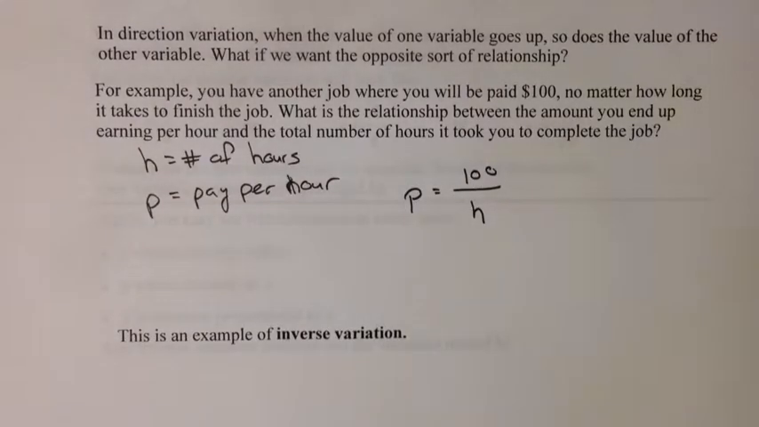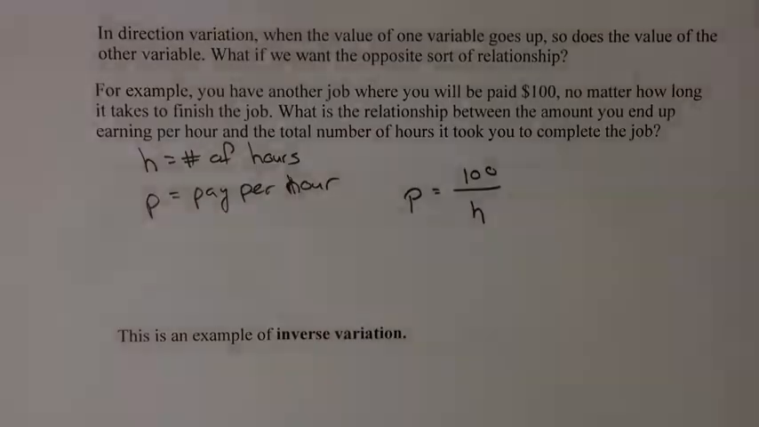This is an example of inverse variation. The more hours you work, the less you're getting paid per hour. And the more you're getting paid per hour, the less hours you actually worked. When one goes up, the other one goes down. And when one goes down, the other one goes up.